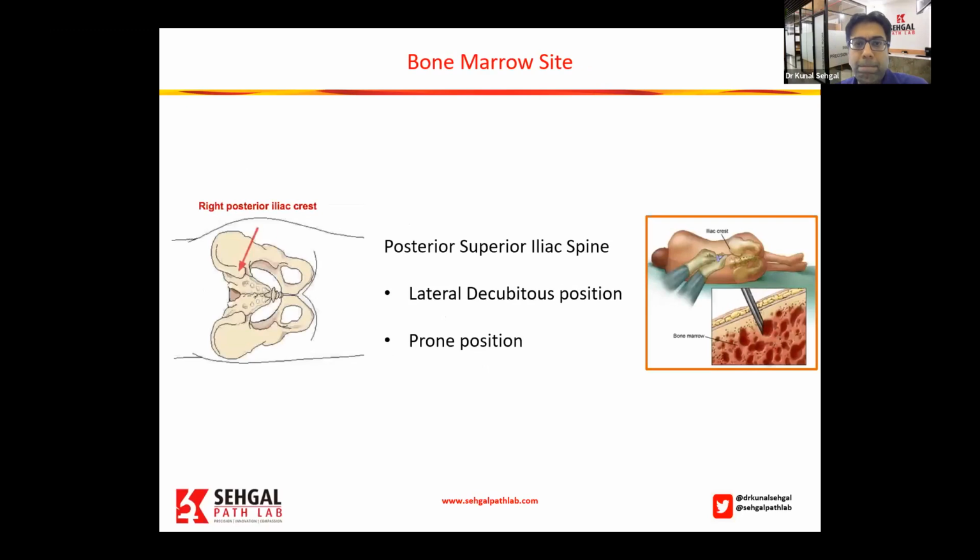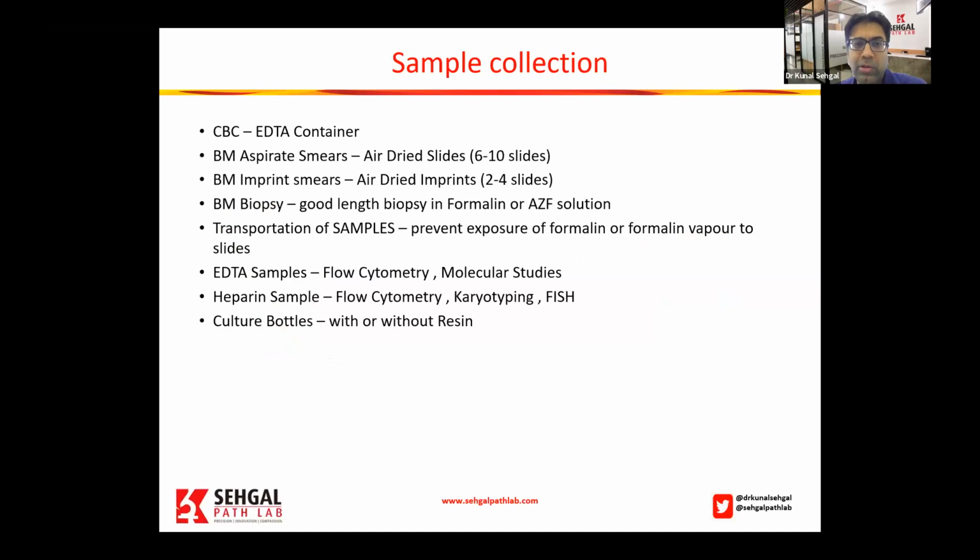Broadly, the most common site where the bone marrow aspirate is done today is the posterior superior iliac spine. Now, some people might prefer the lateral decubitus position or the complete prone position. That's the choice of the person doing the procedure. Now, I would like to emphasize a couple of minutes on the sample collection, because if the sample collected is insufficient, inadequate, or not properly collected, everything goes for a waste.